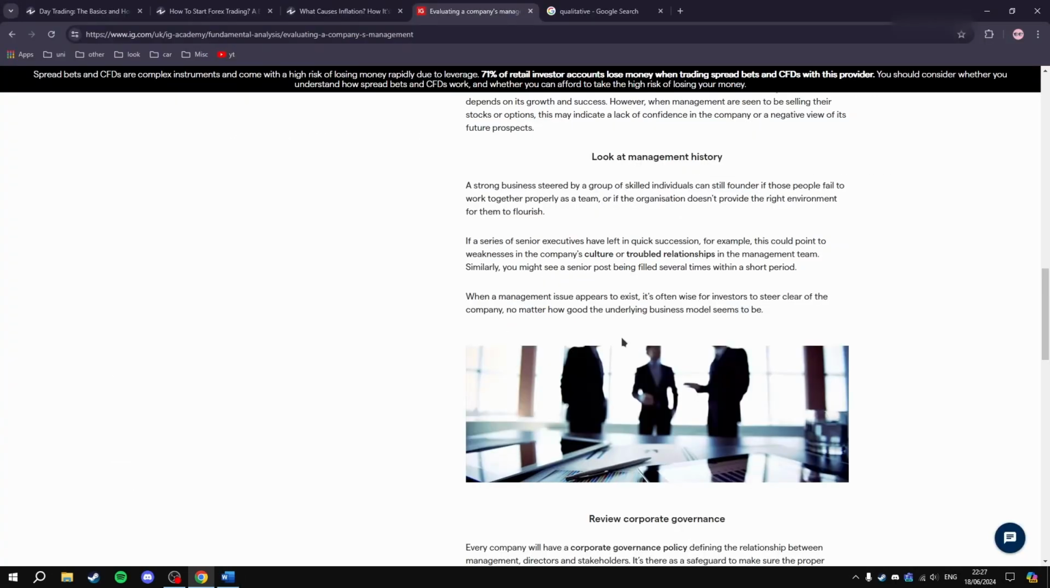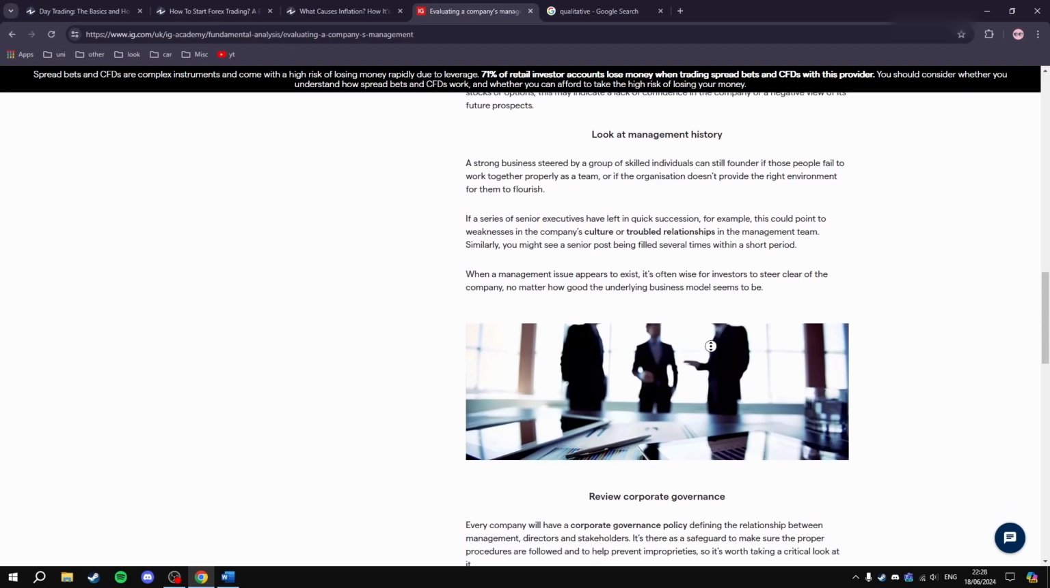How can you see whether the senior management team is actually selling their stocks or options? Like, how do you check for that? Is there a way to see what stock and options they currently hold? I don't know. Gonna need to find that out.